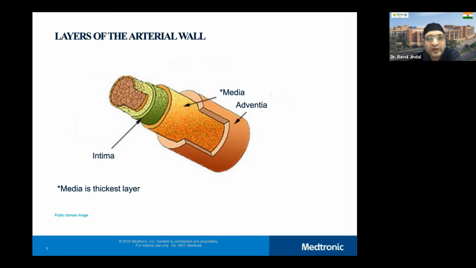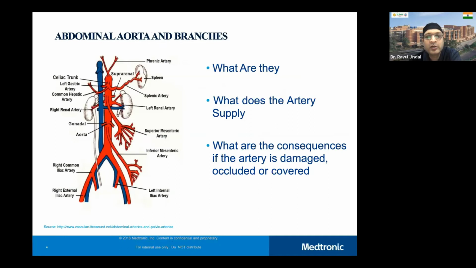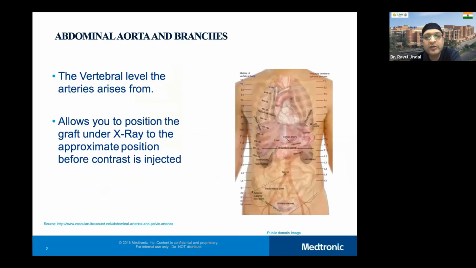So we know the layers of the arterial wall are the intima inside, the media in the middle, which is a muscular layer, and the adventitia, which is outside. Now there are various branches of the aorta which are very, very important when we do aortic aneurysm scanning and planning, and you must know exactly where those arteries are.